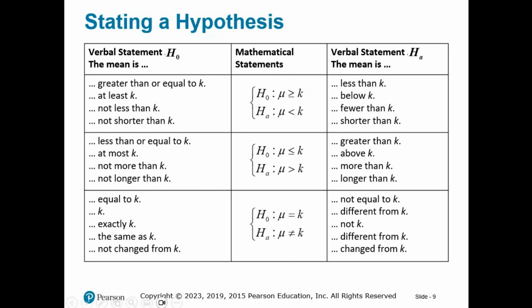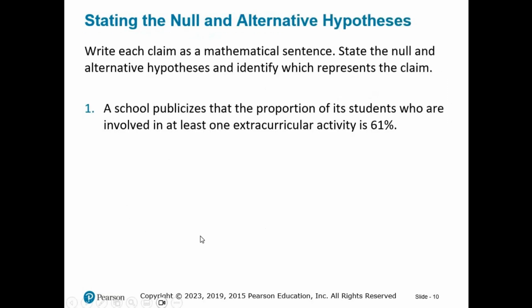Okay, so let's do a few examples. Write each claim as a mathematical sentence, state the null and alternative hypothesis, and identify which represents the claim. A school publicizes that the proportion of its students who are involved in at least one extracurricular activity is 61%.